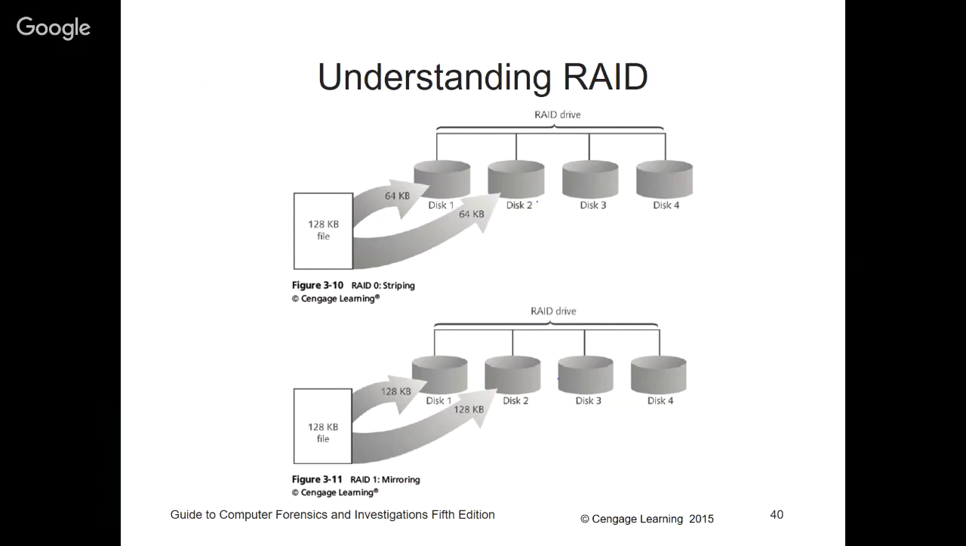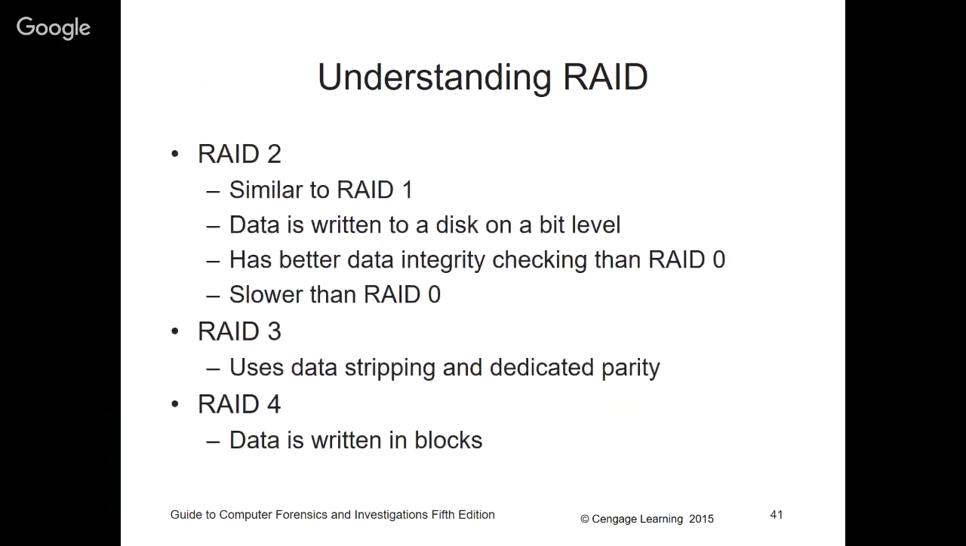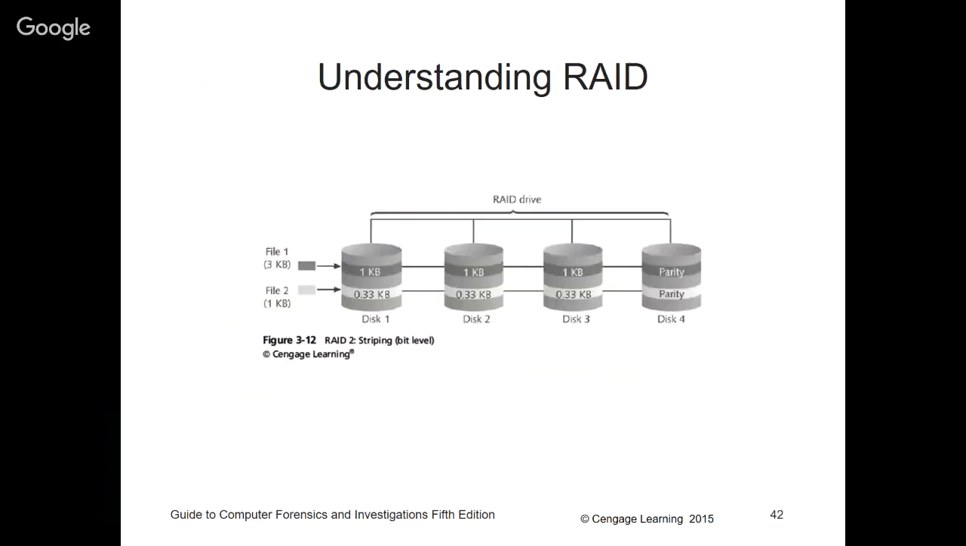Now, somebody recognized that this was a flaw, so they came up with RAID 3 and 4. But all you really need to know is RAID 0 and 1. If you know 0 and 1, you got the basics of it. RAID 2 is similar to RAID 1, and that disk data is written to the disk on a bit level. It has better data integrity checking than RAID 0, but it's slower than RAID 0. RAID 3 uses data striping with a dedicated parity, and RAID 4 data is written into blocks.